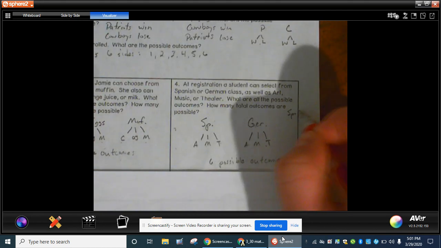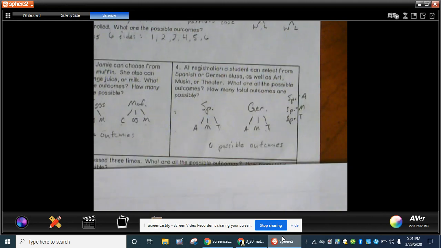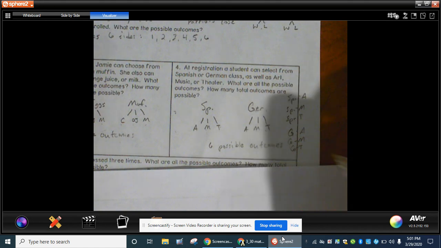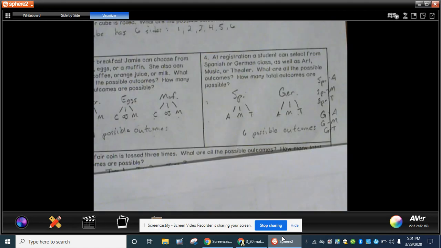So for a list, it would look like Spanish with art, Spanish with music, or Spanish with theater, or German with art, German with music, or German with theater. That would be your list as well. There are 6 possible outcomes for that list, or that tree diagram.